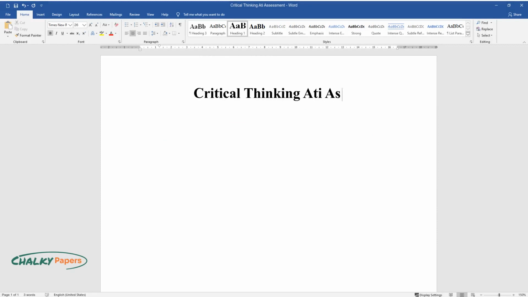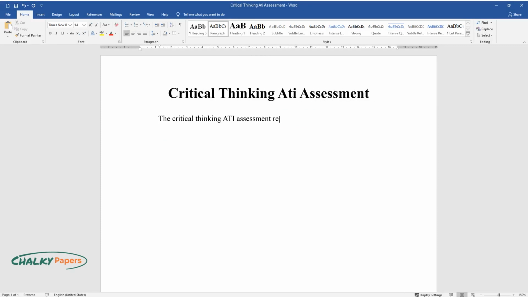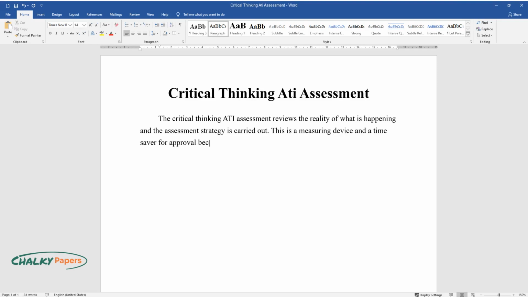Critical Thinking ATI Assessment. The Critical Thinking ATI assessment reviews the reality of what is happening and the assessment strategy is carried out. This is a measuring device and a time saver for approval because it identifies potential problems for early intervention. It is easier to find out the results.